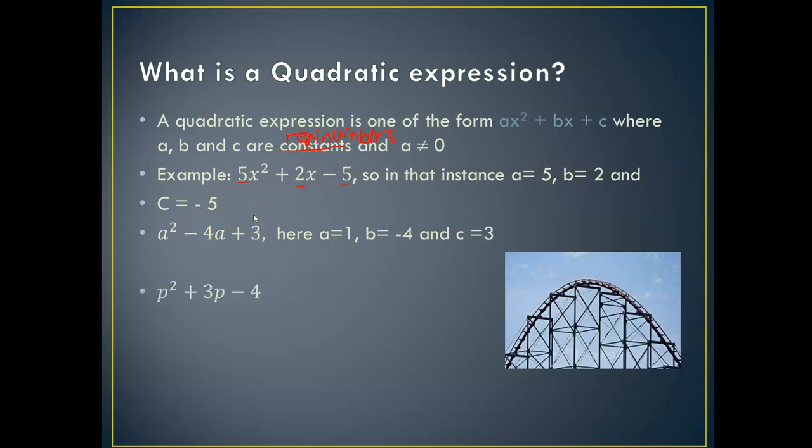Let's go further and give another example: p squared plus 3p minus 4. What is the value of a for this expression? For p squared, the coefficient is 1, and the value for b is 3, and the value for c is negative 4. So it doesn't matter what letter is used. Once you see this form, a variable squared, the same variable without the square, and then a constant, you have a quadratic expression.